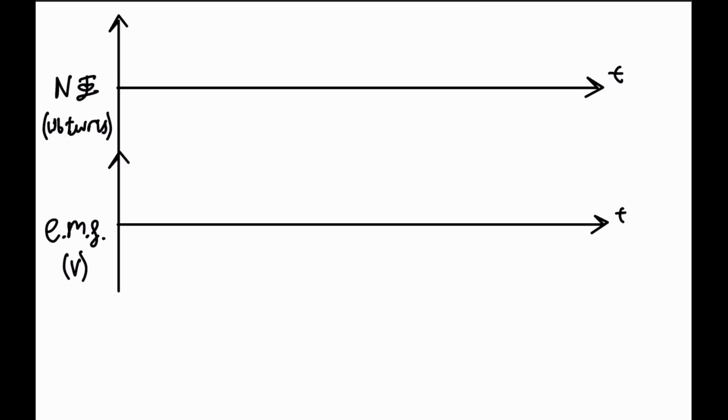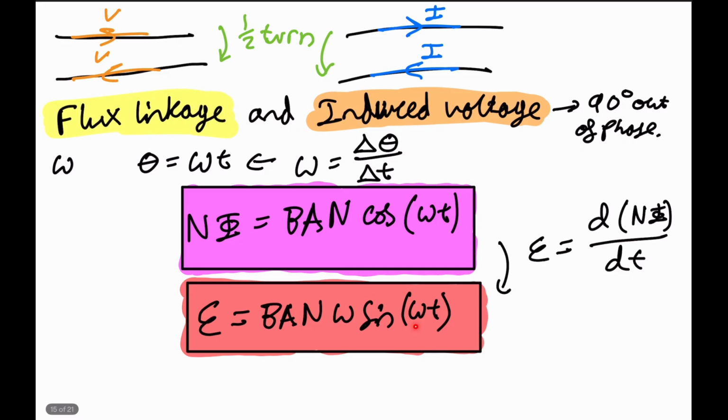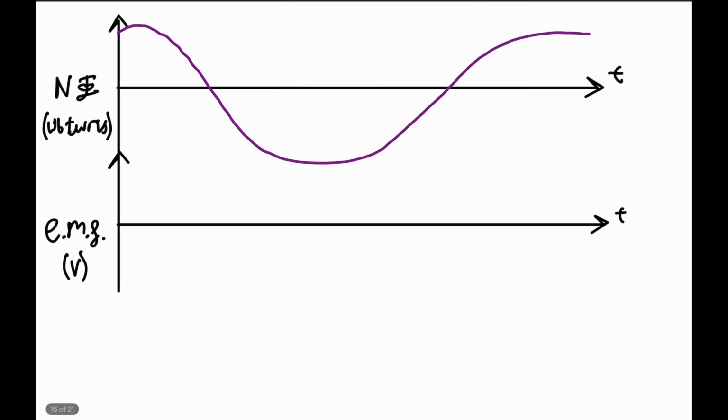And because our time axis is arbitrary, it doesn't really matter at this point. We just need to know that it's related to cos. So this would be the flux linkage over time of an alternator. Now let's look at the EMF, and because this is related to sine, and it's a positive sine, we're going to just draw a sine wave.